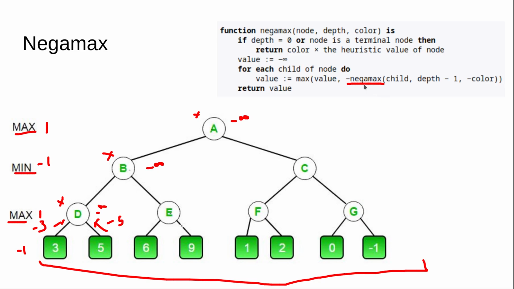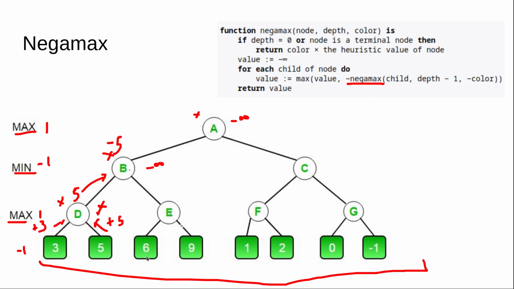But we would be negating this value. So this is going to get converted into plus 3 and plus 5. And then we would be maximizing on these values. So the maximum value that I can receive over here is 5. So this minus infinity would be replaced by 5. And then I would be sending back this value to the upper node. So what is profitable for the maximizing player is actually a loss for the minimizing player. So we would be negating this value. So I will have a minus 5 over here.